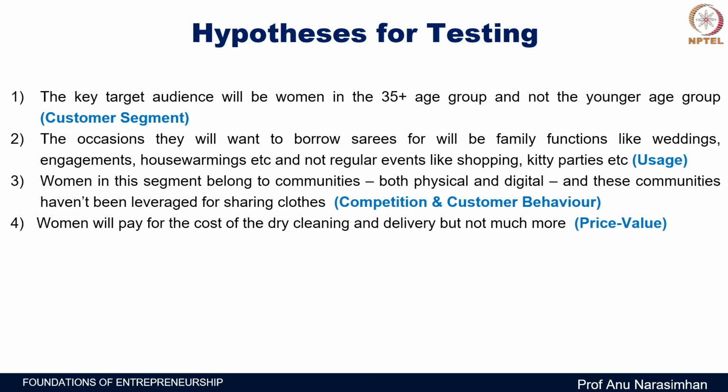Another hypothesis, we think that the women in these communities will borrow, but they will not pay too much money for it. They will pay for the dry cleaning, they will pay for receiving, they will pay for sending it back, but they are not going to pay too much rental. And between the four of us, we do not agree on this. Some of us think people will pay, some of us believe that it is okay if they just pay for delivery and dry cleaning and so on. So, that is our fourth hypothesis, which is around price and the value. So, what is the price a customer will pay for the value that she is getting?